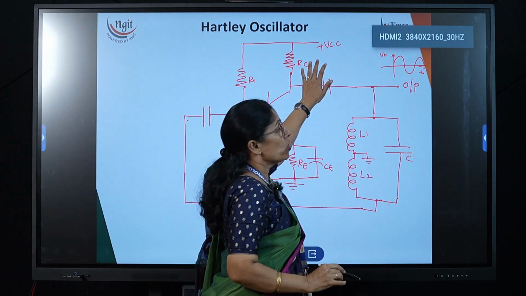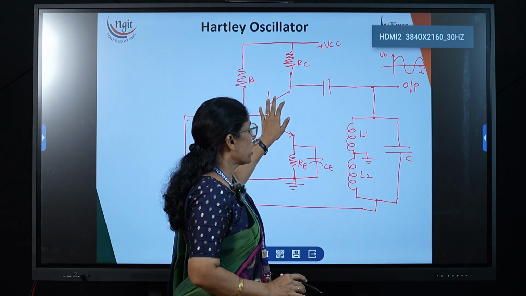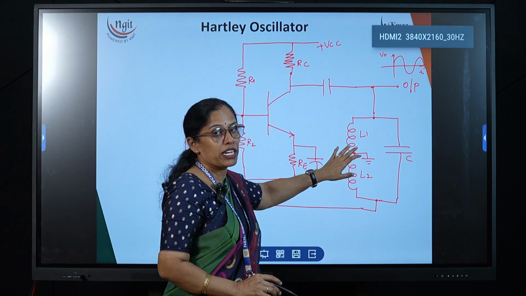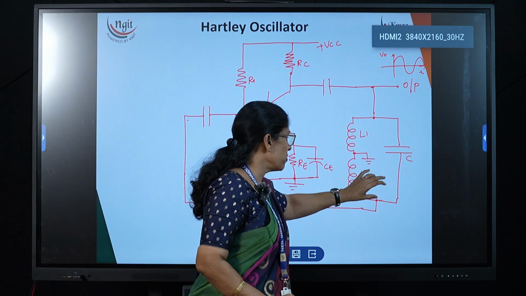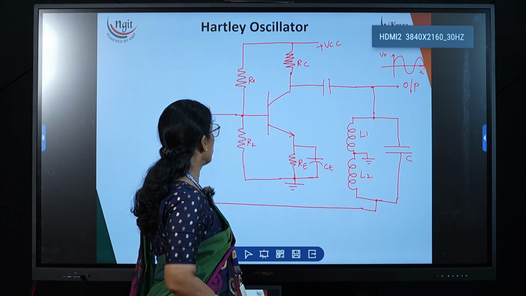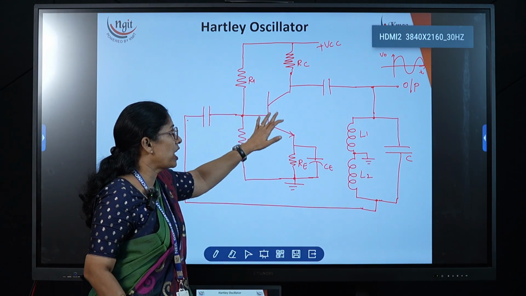Whenever we switch on this supply, immediately random noise will be generated in the tank circuit. That random noise will again be applied to the input of the amplifier, and the amplifier will amplify it.